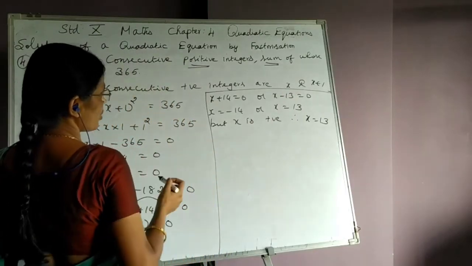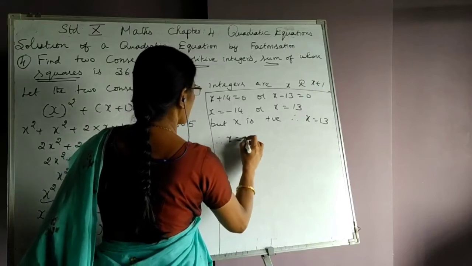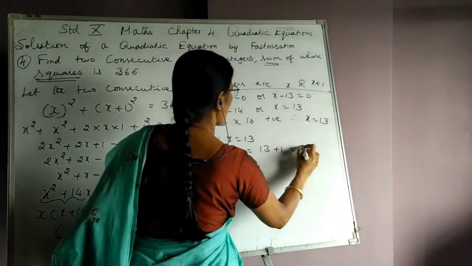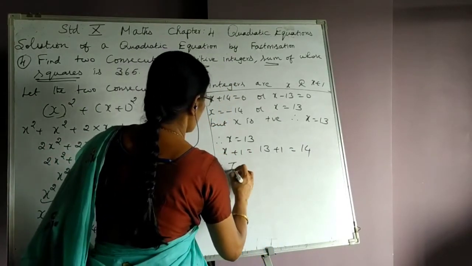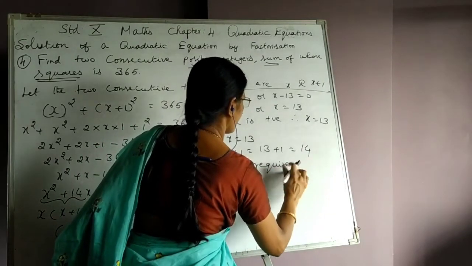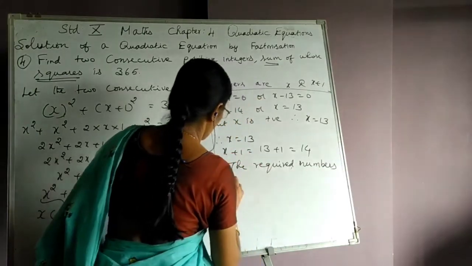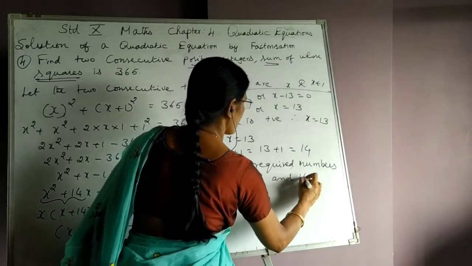So, we got the value of x, but the numbers are x and x plus 1. Therefore, x equal to 13 and x plus 1 is 13 plus 1, which is equal to 14. Therefore, the required numbers are 13 and 14.